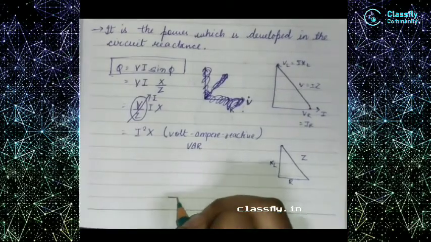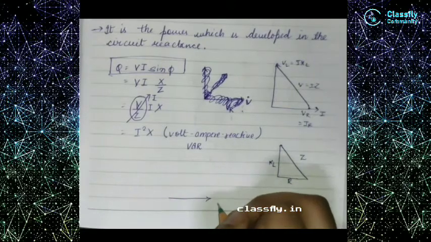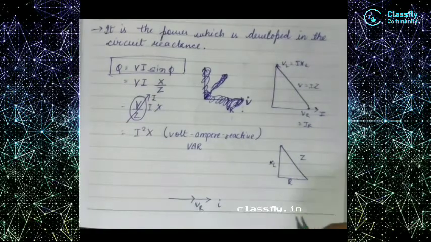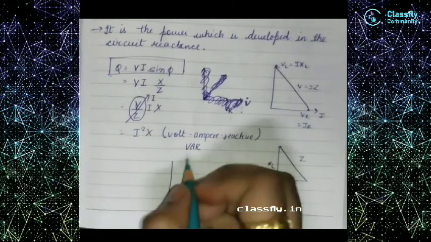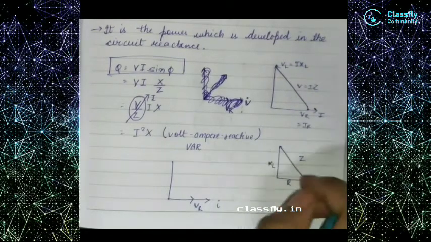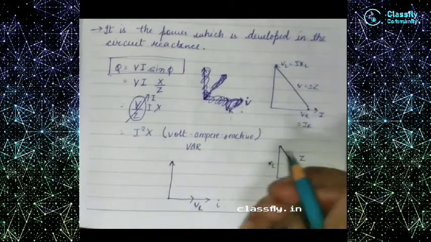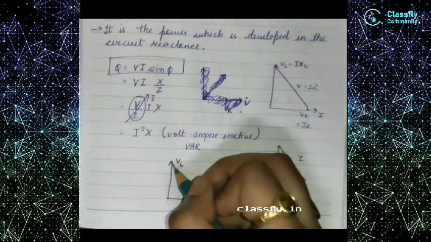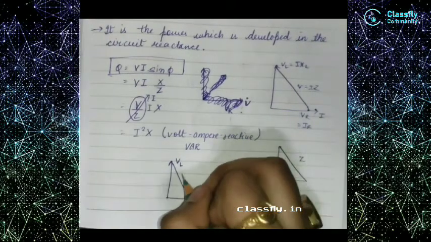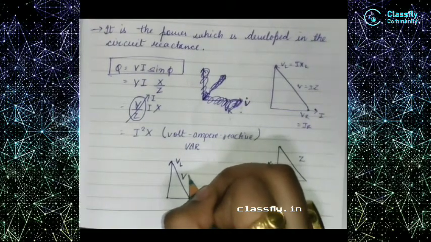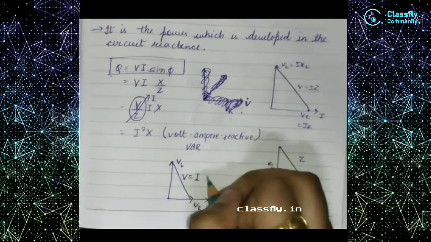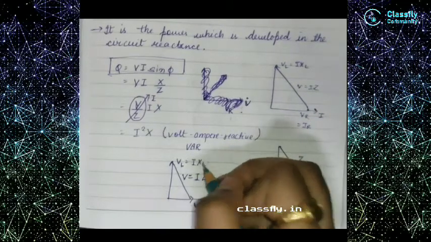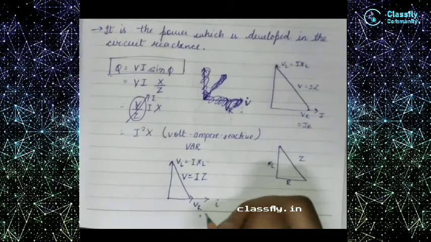See, for resistance, my current is flowing in this direction, my voltage is also flowing in this direction. And for inductance, my voltage will be leading the current by 90 degree. So this part I can join, and I can get my full voltage, that is V, and I can represent V is equal to IZ, right? And we know that VL is equal to IXL, right? And VR, we know that it is IR.